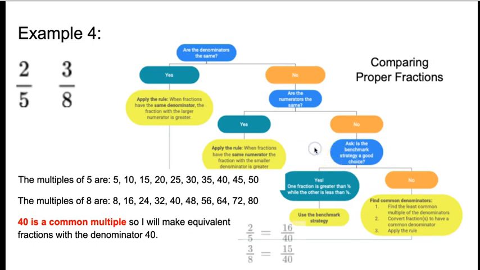That is in step 2. So 2/5 becomes 16/40, and 3/8 becomes 15/40. Now I can apply the rule for when denominators are the same and see that 16/40 is greater than 15/40, so 2/5 is greater than 3/8.